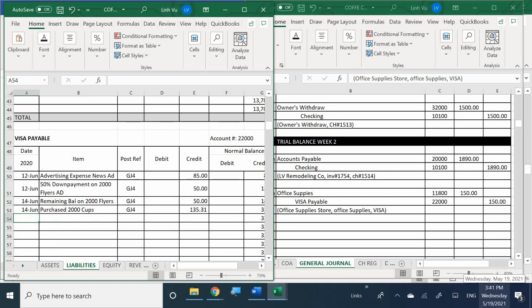We've got to go to Visa payable in our general ledger. Just put purchase office supplies. General Journal 5 for 150.